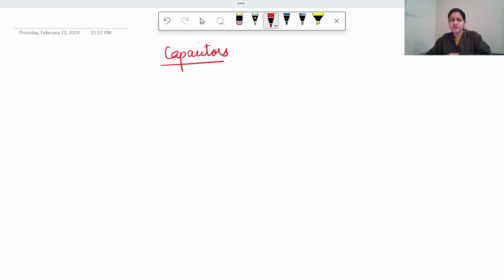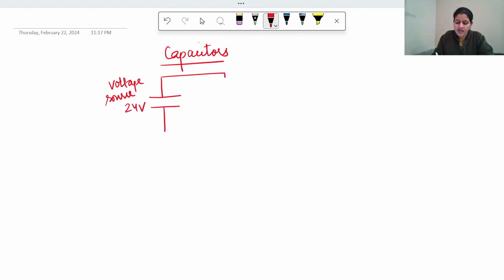So let's briefly discuss capacitors. As we have already discussed in the class the basics of capacitor, if we have a voltage source, let's call it a 24 volt source, and a capacitor connected to it, with this the positive and this the negative of the voltage source.